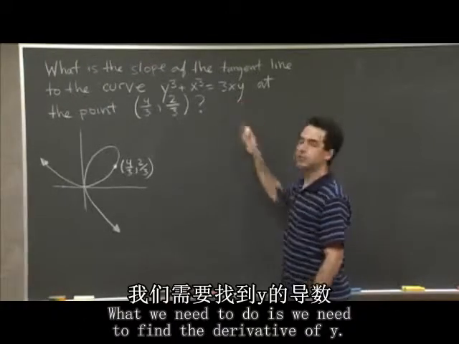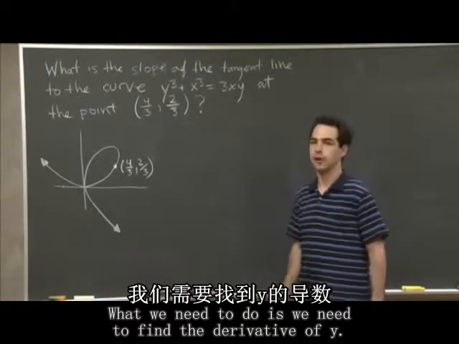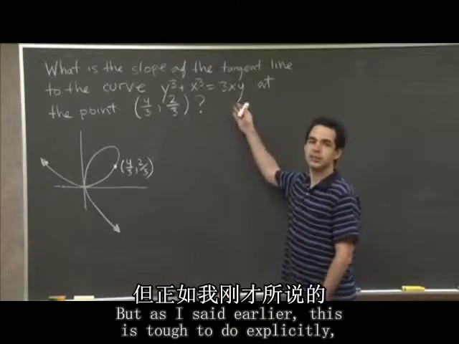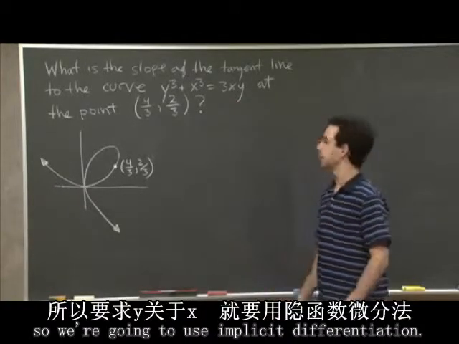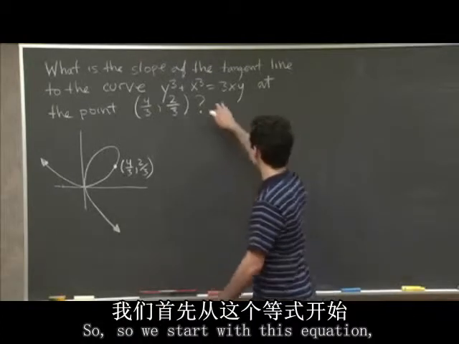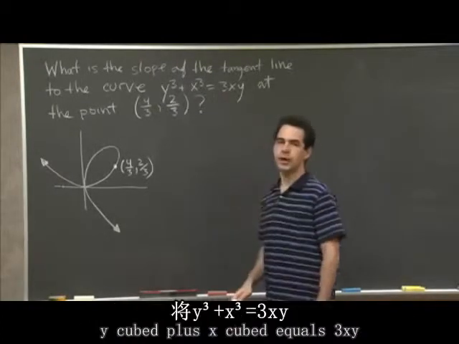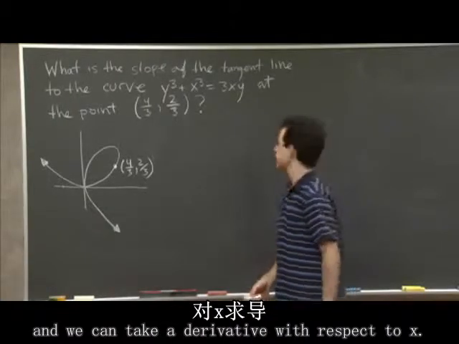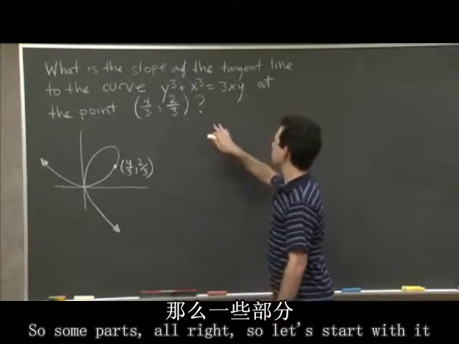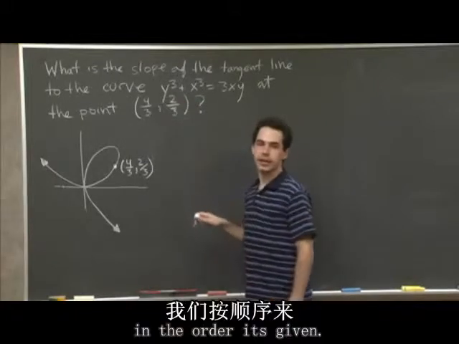What we need to do is find the derivative of y. But as I said earlier, this is tough to do explicitly, to find y in terms of x, so we're going to use implicit differentiation. So we start with this equation, y cubed plus x cubed equals 3xy, and we can take a derivative with respect to x. So let's start with it in the order it's given.